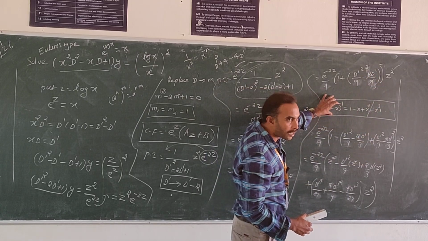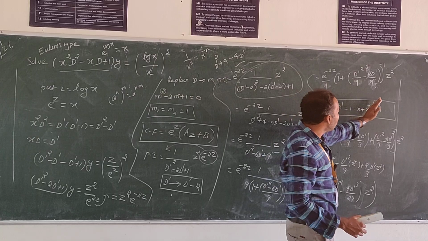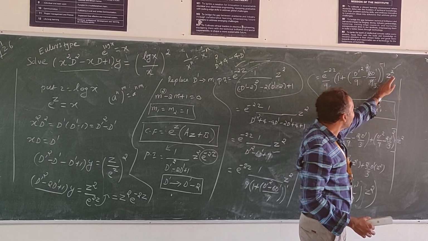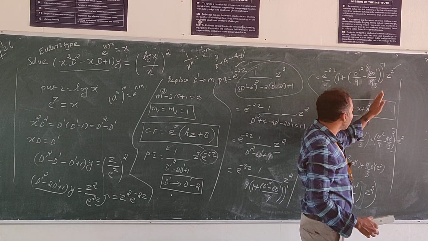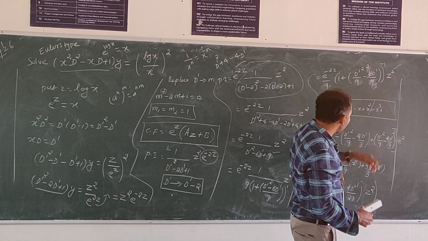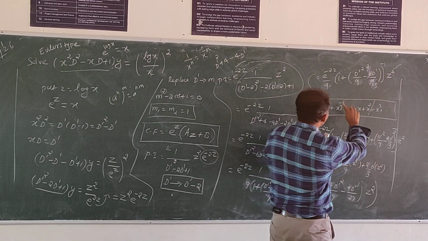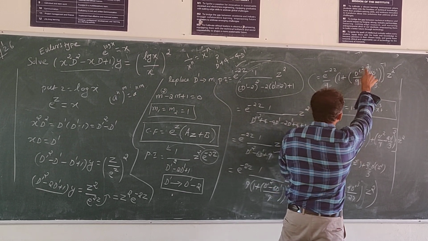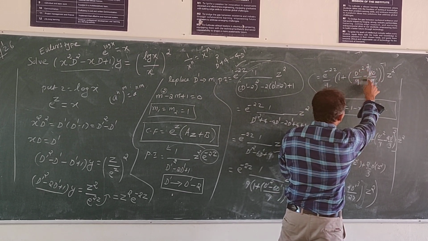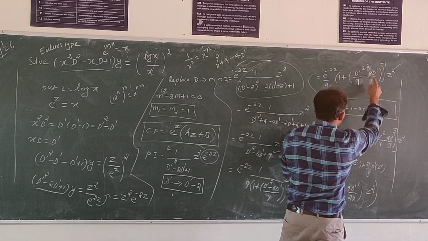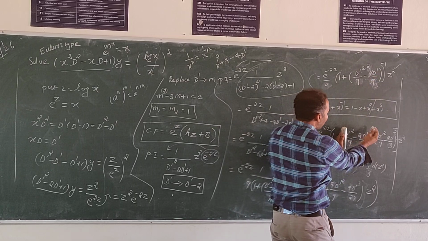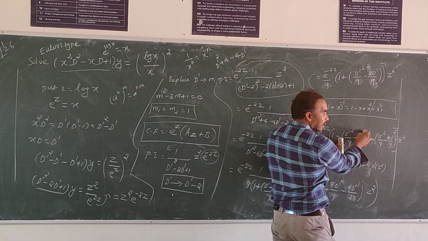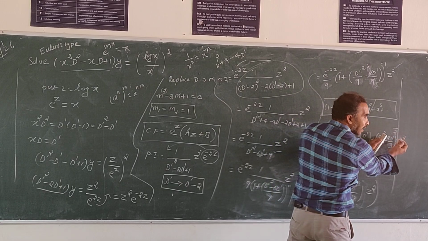This is a binomial expansion. Find up to x square. Here what is the highest power? 2. So find up to x square. So expand the term. Instead of x, here it is D' squared by 9 minus 2 by 3 D'. So 1 minus, write this term, D' squared by 9 minus 2 by 3 D'. Next, squaring this term.